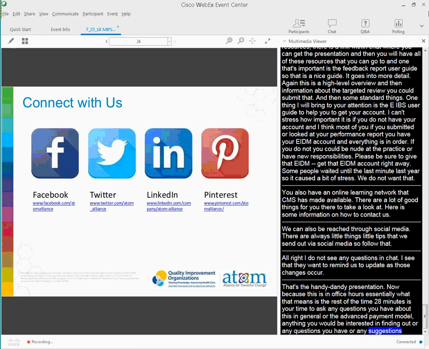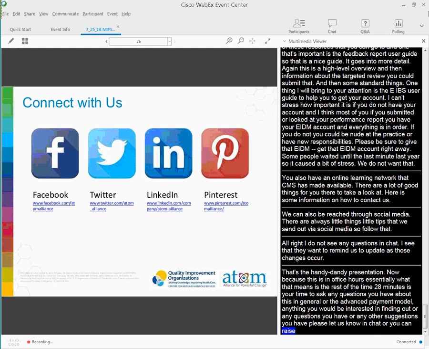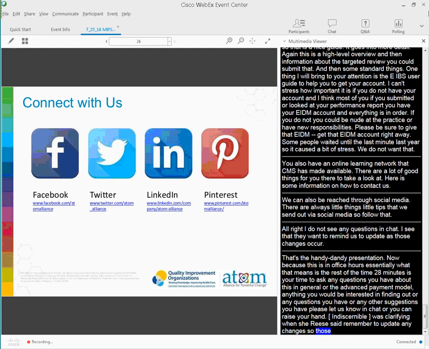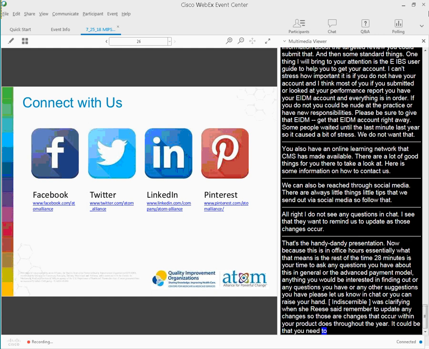And Tabitha was clarifying when she said, remember to update any changes. So those are changes that occur within your practice throughout the year. Could be you need to update information on the NPES site for your clinician, anything that's related to your EIDM account. You want to make sure that you update any of those changes.